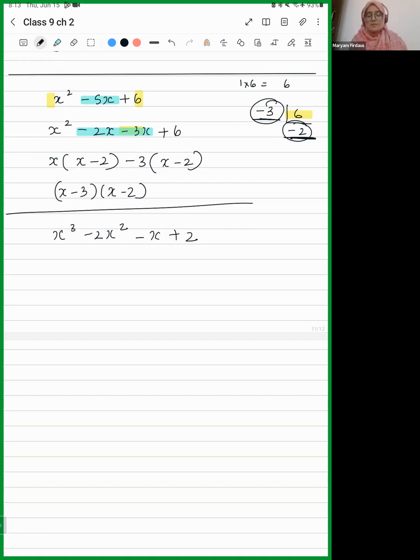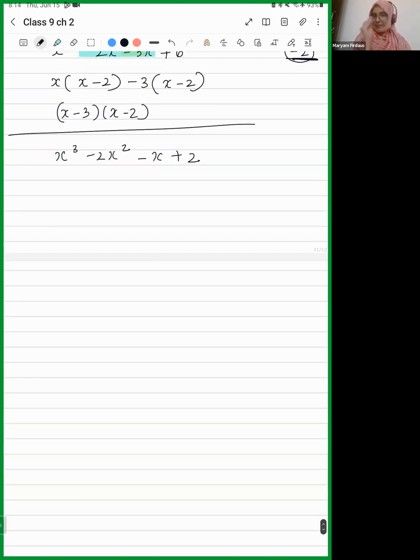What does the factor theorem say? That if P of A, let's say any random number A, if P of A is 0, which means A is a 0 of this polynomial, then x minus A is going to be a factor. So if we are able to find one factor, then we can easily find the other factors, right?